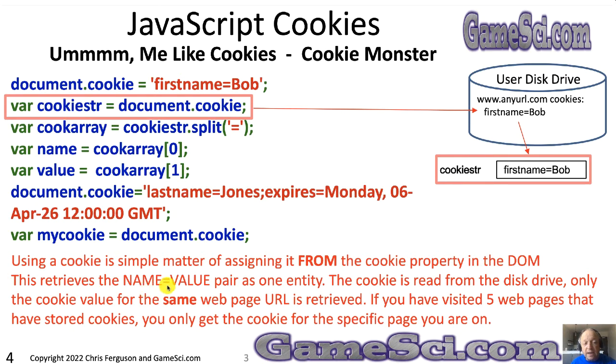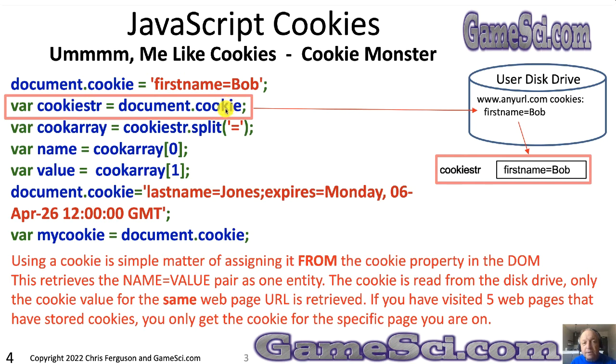This retrieves the name equal value pair as one entity. The cookie is read from the disk drive. Only the cookie value for the same web page URL is retrieved. If you've visited 5 different web pages that have stored cookies, you only get the cookie for the specific page you're on. So if I go to page number 1, I get page number 1's cookie. If I go to page number 2, I get page number 2's cookies.